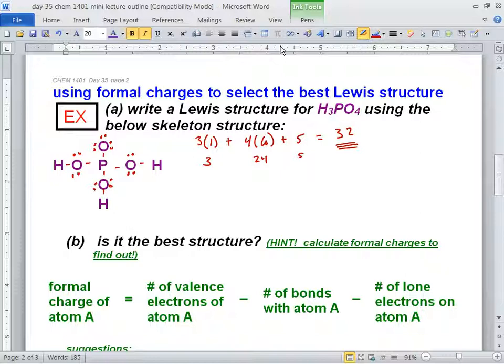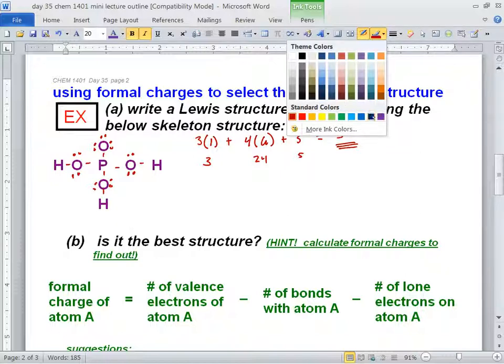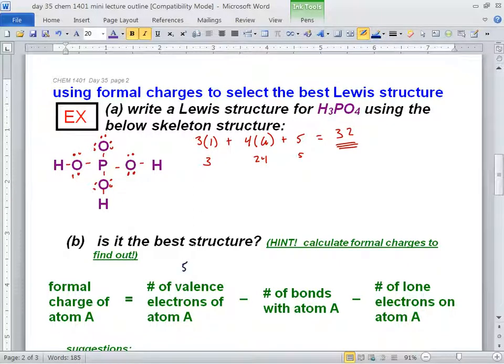So if I'm going to do phosphorus, someone said that, how many valence? Megan said it had 5, right? And then the number of bonds going to phosphorus is 4. The number of lone electrons? 0. So phosphorus should have a charge of what? Positive 1. Already it's not looking good because the word is neutral.